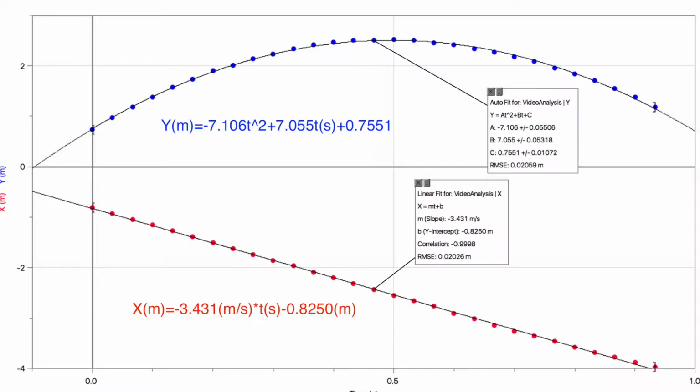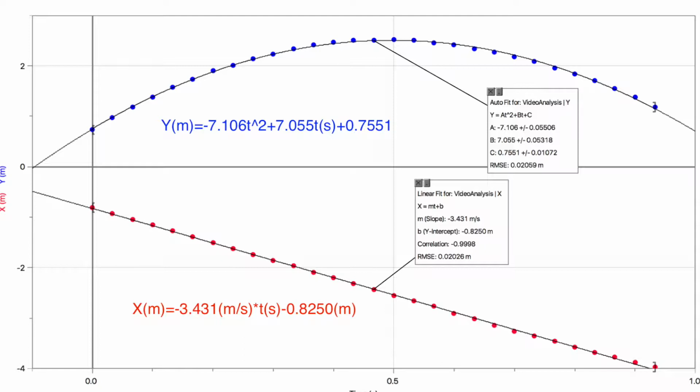The horizontal or x position versus time graph is constant and linear because the velocity is constant throughout Lulu's path, which means there's no horizontal acceleration. The slope of the line is negative because Lulu is moving away from the origin.